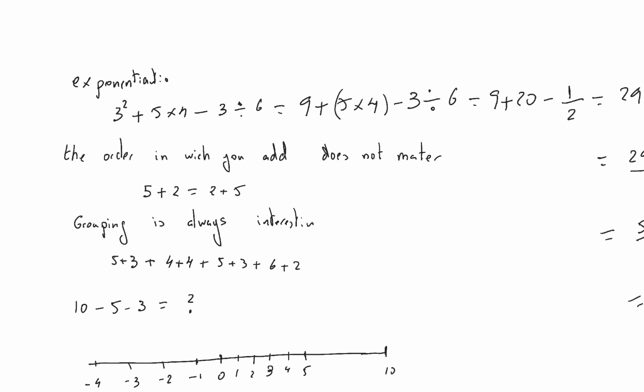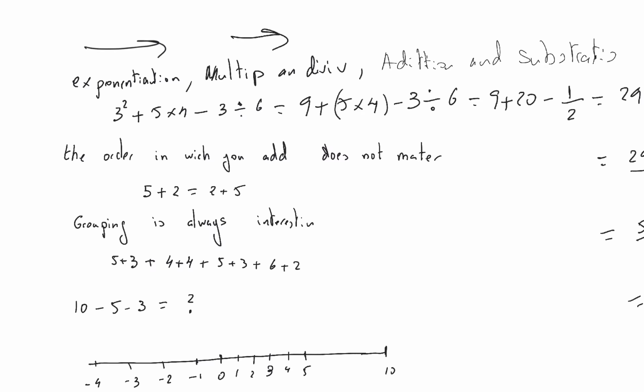Okay, so let's review. The exponentiation comes first, later on multiplication and division, and finally addition and subtraction. This is the order of operations that you always follow, all the operations in this direction. So, for example, let's do 5 plus 2.